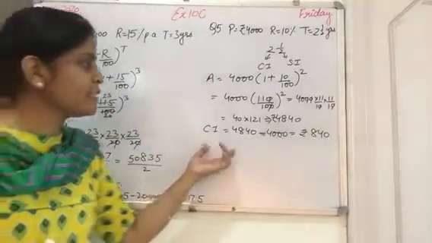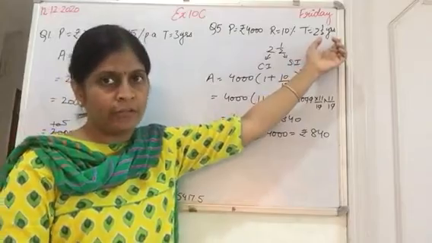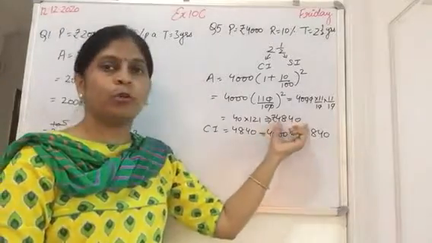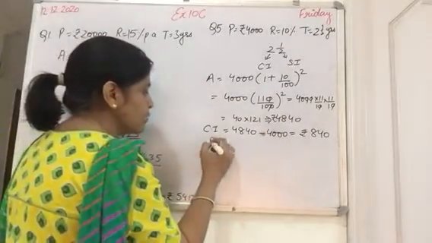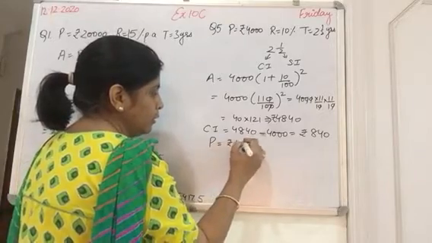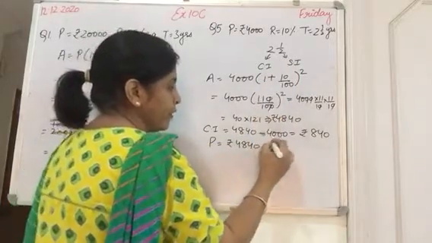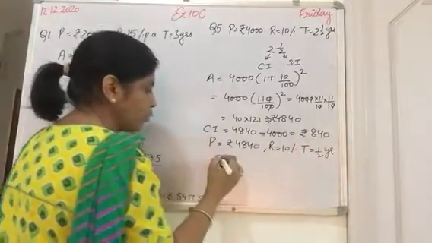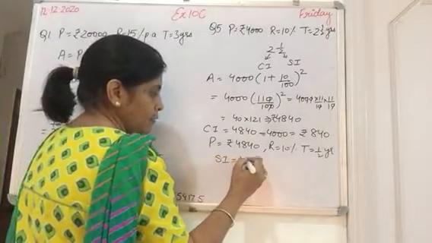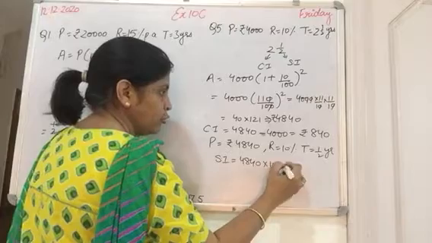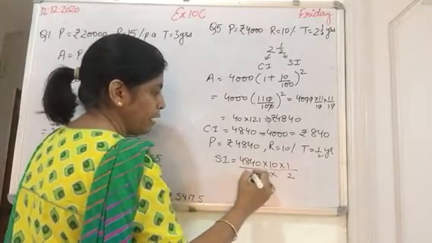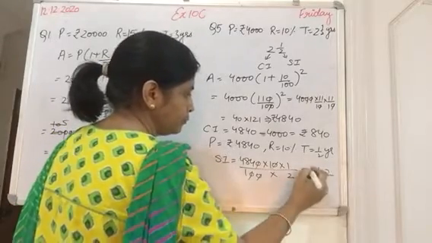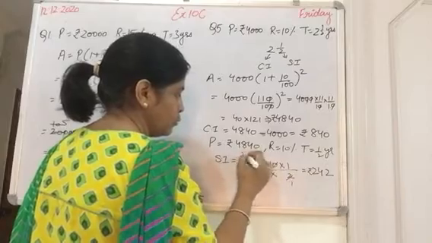Yes. But the question says that we have to calculate for 2.5 years. After 2 years, the bank balance is 4,840. So this will be the principal for the next 6 months. The rate will remain 10% and time will be half year. Now we calculate simple interest. P into R into T upon 100. Cut the zeros. It is 242. If you cut this, 242.